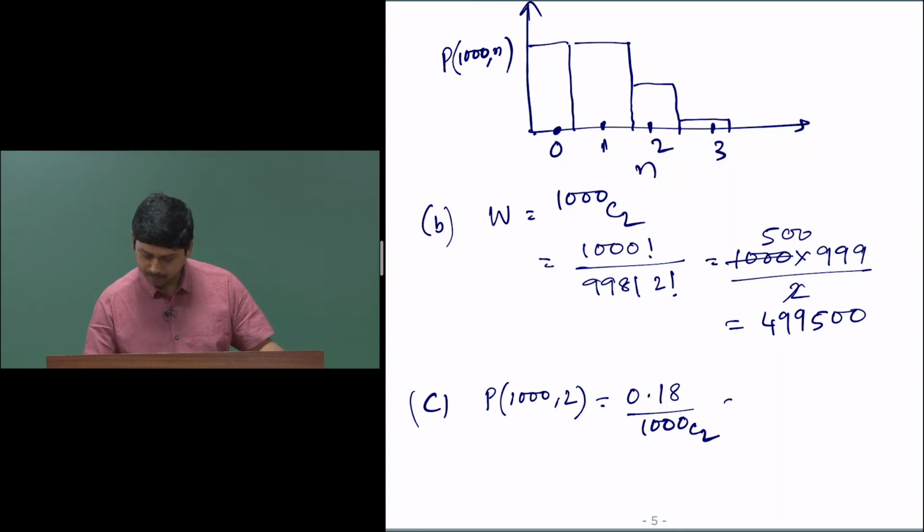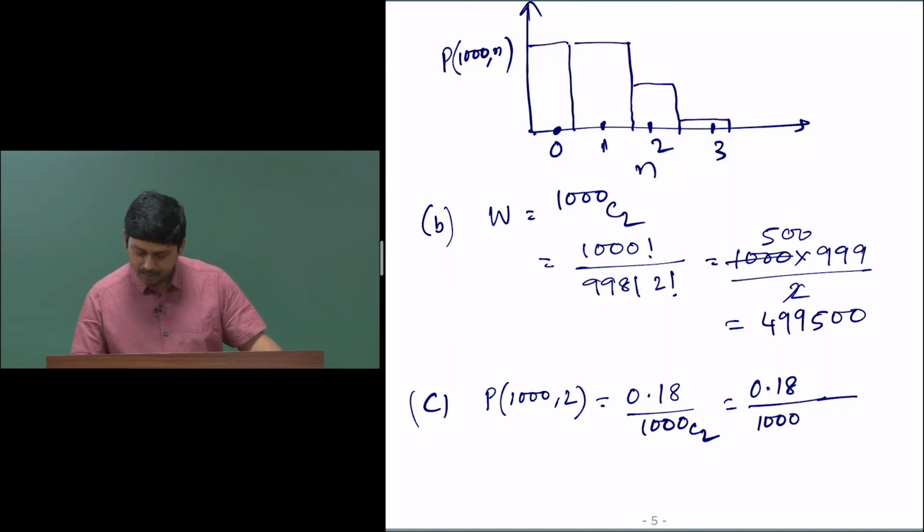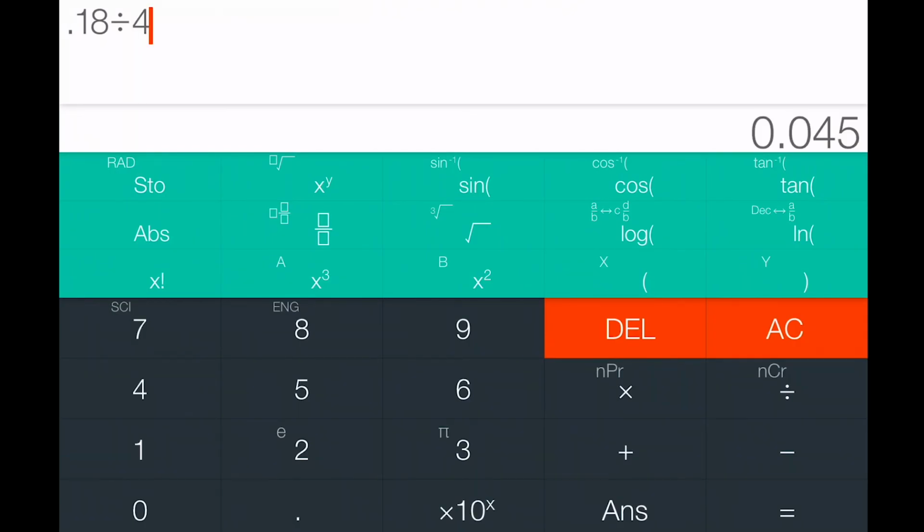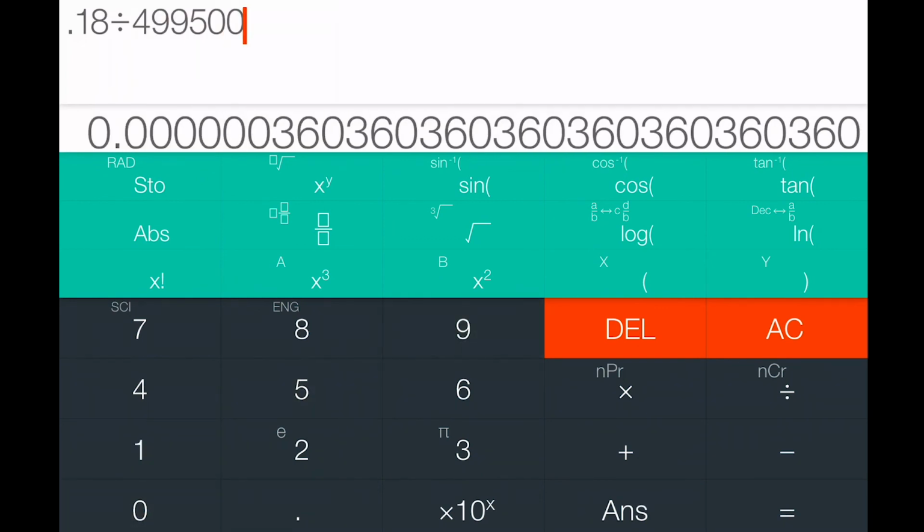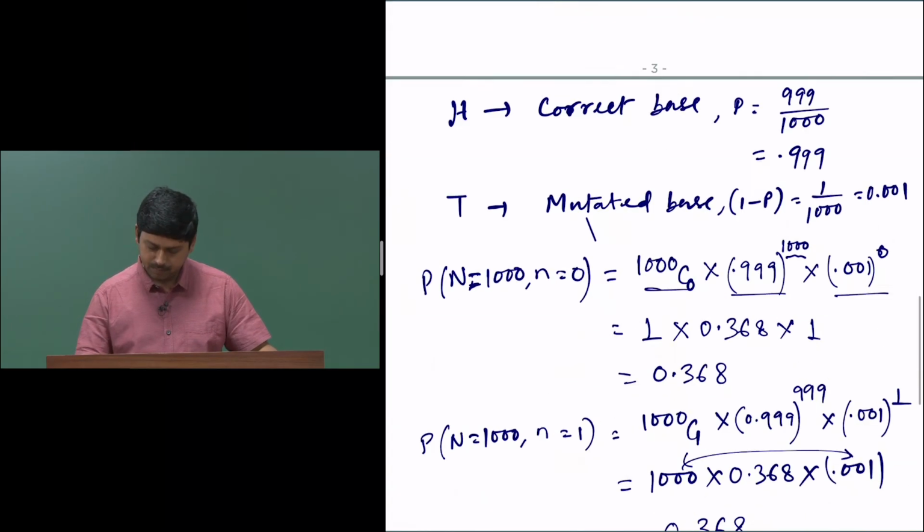So, it is 0.18 divided by 1000 C2, which is 499,500. We have already done that, of course. Let us see how much that comes. Okay. So, it is 3.6 into 10 to the power minus 7. That is the answer.